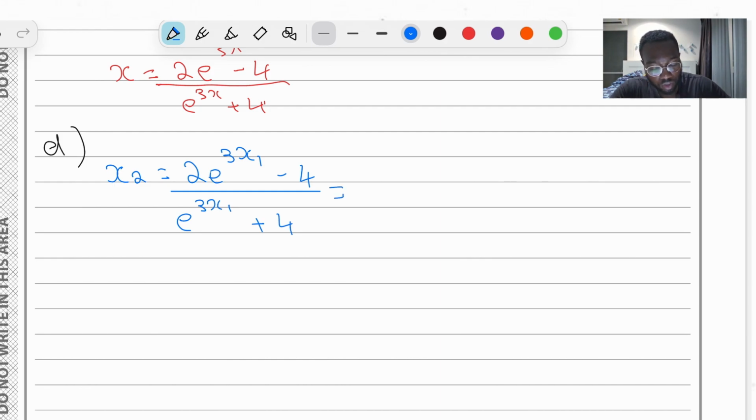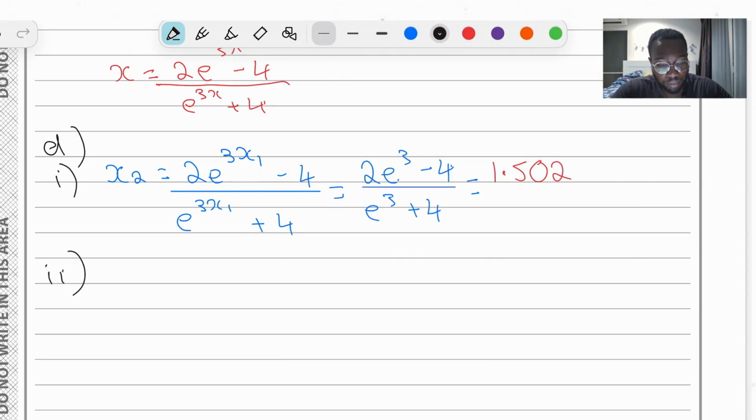So if we put in our values, if x1 is 1, then that would just be (2e^3 - 4) over (e^3 + 4). And if you work that out, you get 1.502. Okay, so that's x2. Now for alpha, that's the I. To work out the next value, beta is a similar thing. What we're going to do is use that answer we just got, 1.502, and keep repeating that iteration until beta is just the same, until it converges to some type of value.